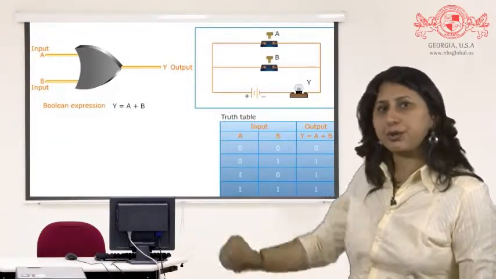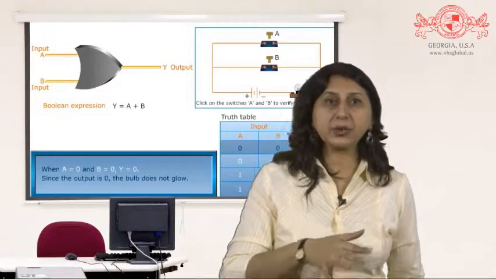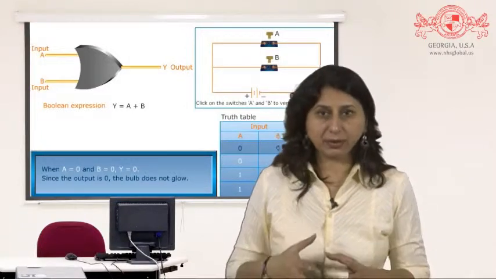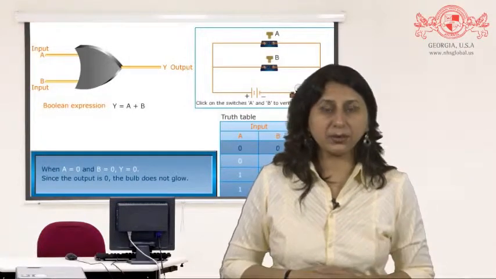Displayed here is the truth table. When A equals 0 and B equals 0, then Y equals 0. Now as the output is 0, the bulb does not glow.